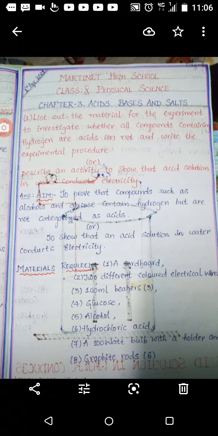Now under it we move on to the first question, that is: list out the material for the experiment to investigate whether all compounds containing hydrogen are acids or not, and write the experimental procedure. Or else the same question can be asked in another way as: describe an activity to show that acid solution in water conducts electricity. Now this experimental answer must be answered point-wise.